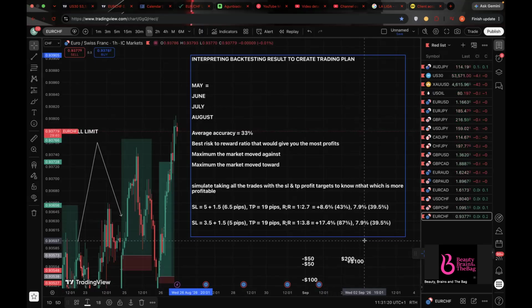That'll be 7%. And for July, this would have given me 11.8. So I'm going to ask you guys now, what particular trading plan is more profitable? Whichever one you say is the one we are going to use to trade from September.